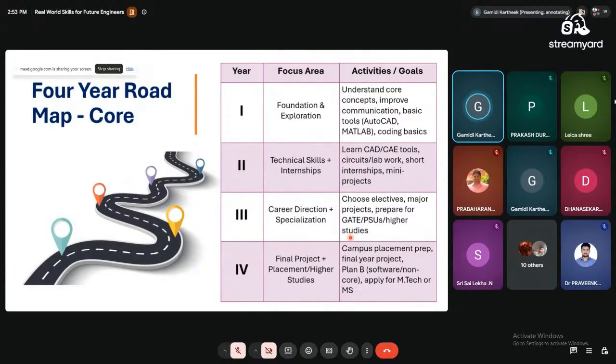Okay, you should do a project which is relevant to the current industry at that particular point of time, not something which is already done and explored by the industry 10 years back. So you should plan like that, and you should include some of your plan B skills also, like some software, some non-core branch, for example, including artificial intelligence in IC engines. Likewise, you have to include your plan B skills into your core skills. So this should be your 4-year roadmap. Again, you can manage this roadmap to your needs. Okay, this is for core engineering.